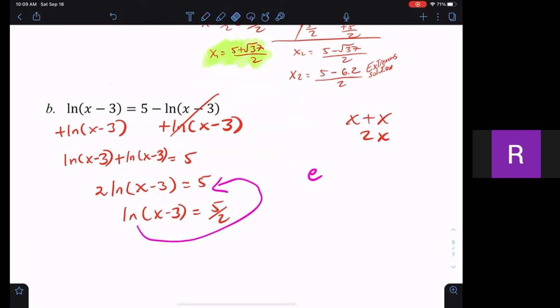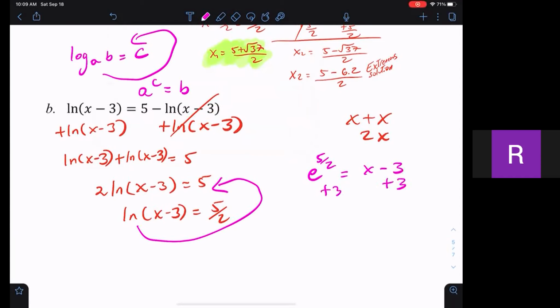Remember, when you have log base b of c equals a, you write this as b to the a equals c. That's what I'm doing right now. So e, because remember, ln has base e. e to the 5/2 equals x minus 3. So now I need to add 3 on both sides and I'm done. x equals e to the 5/2 plus 3. That's the answer.